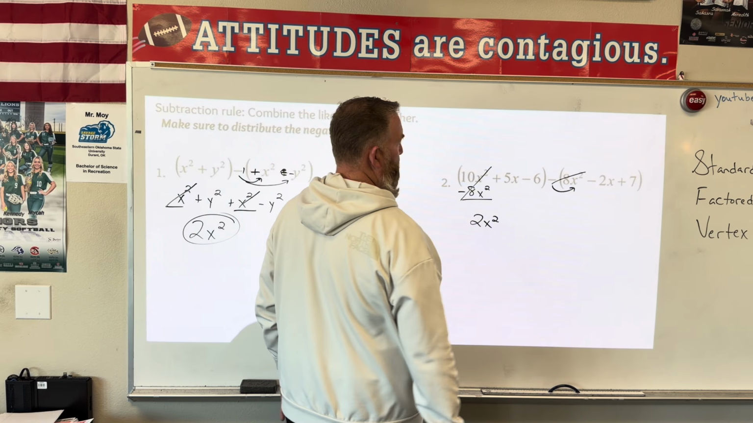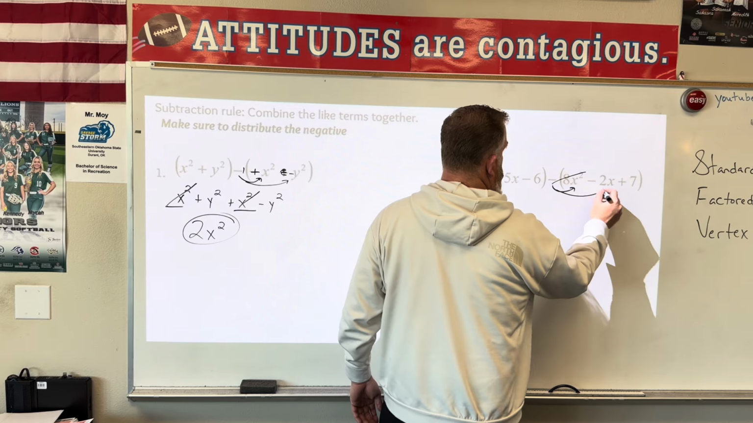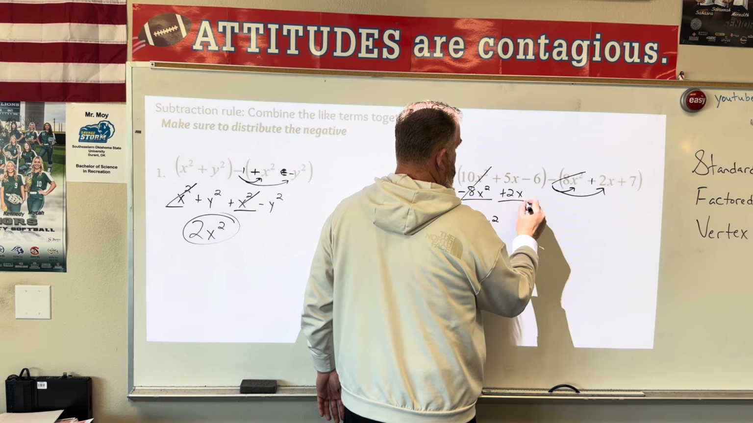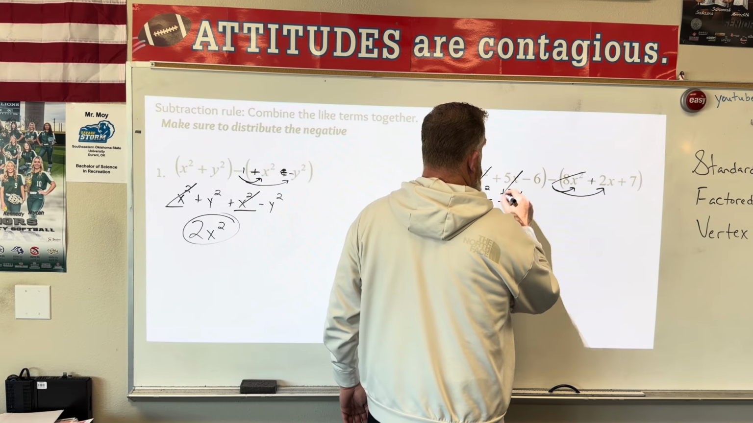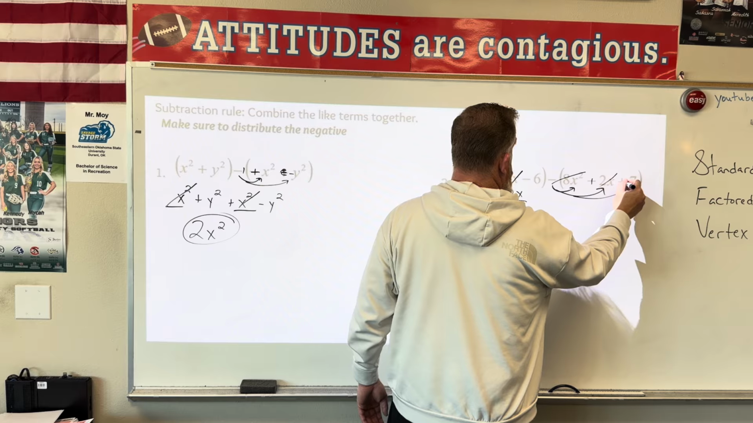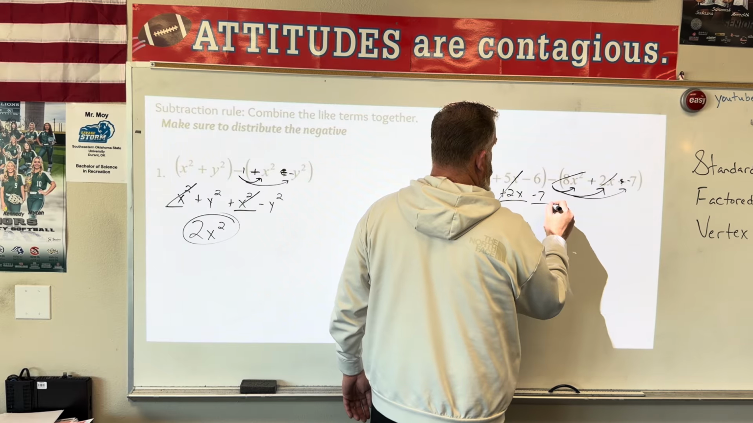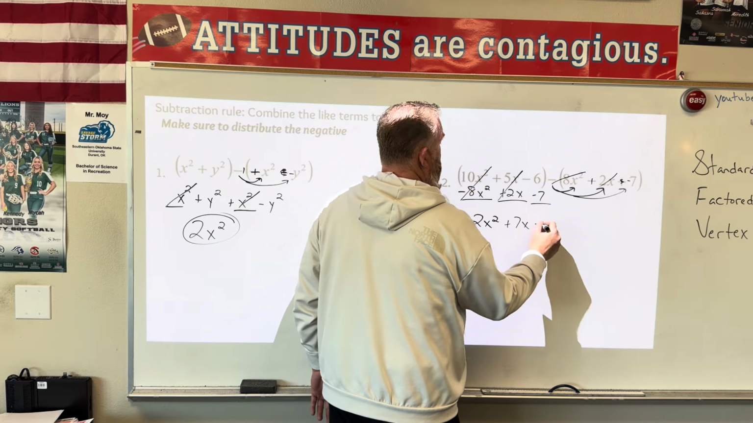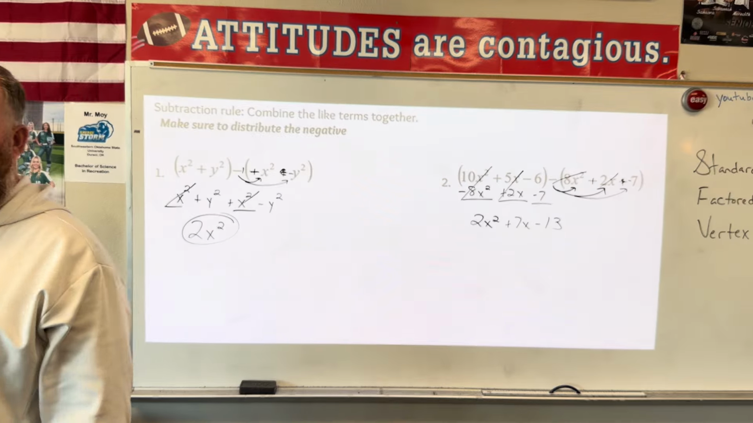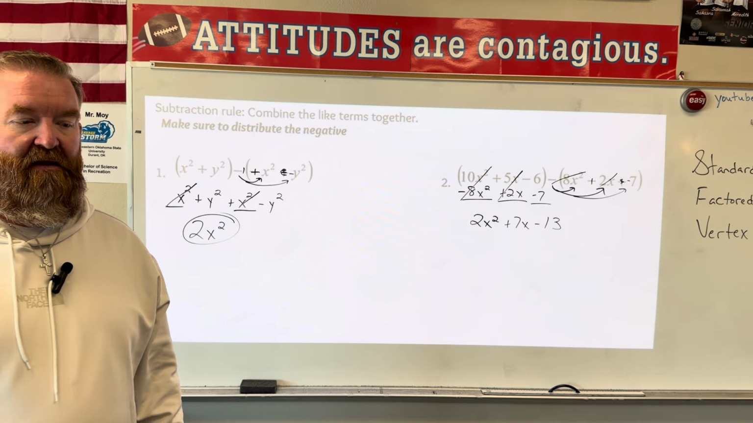Yes? Now, what does this negative 2x become? Positive 2x. So you should have ended up with positive 7x. Is that what you got? Everybody good? Positive 7 becomes a negative 7. What is negative 6 plus negative 7? Negative 13. There's your answer. Everybody good? All right, let's jump to one more.